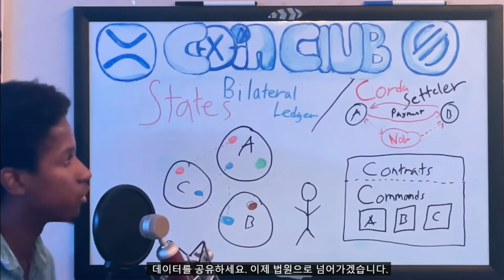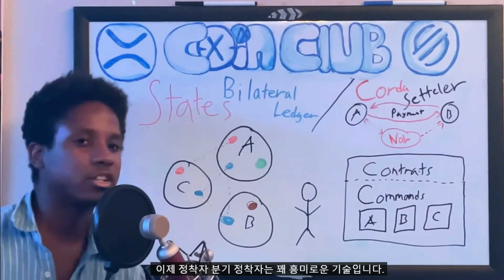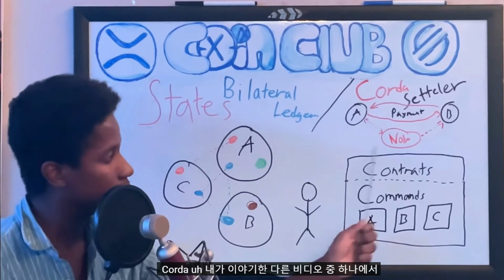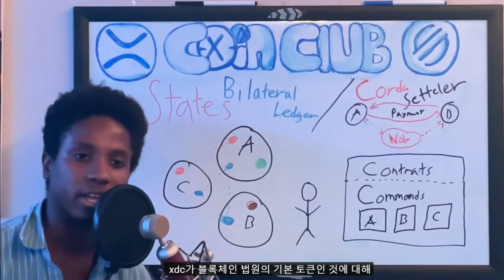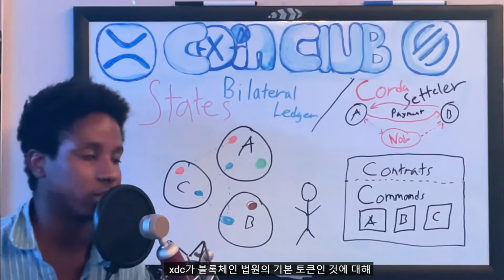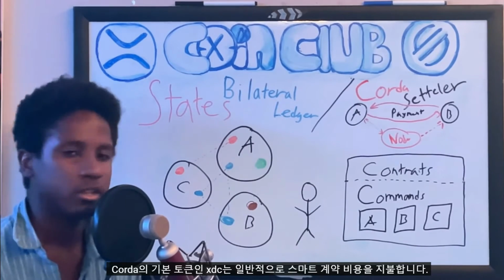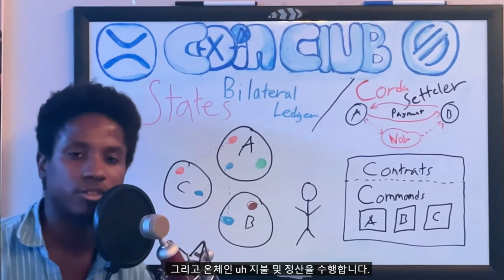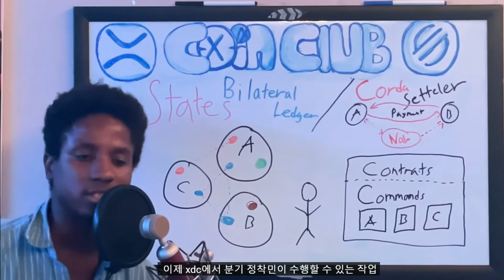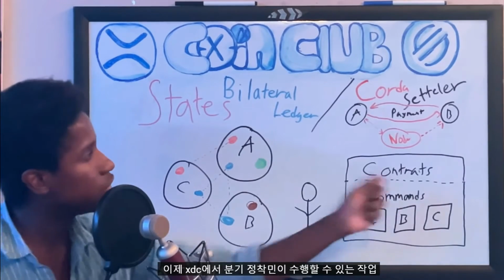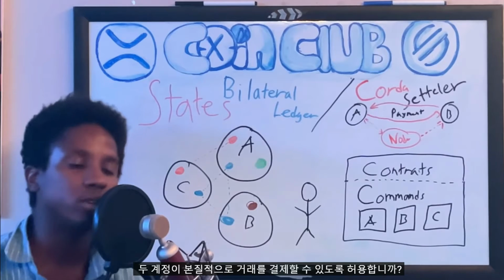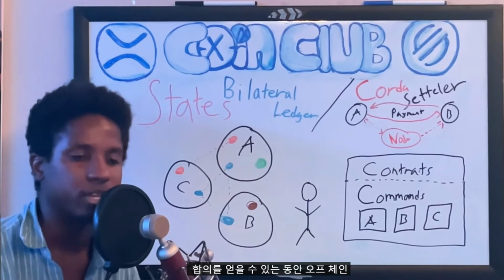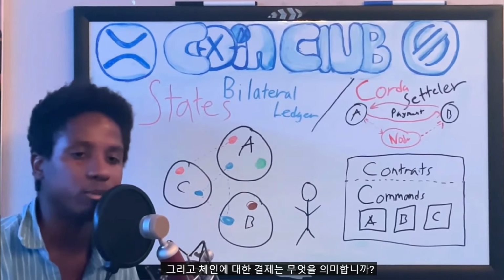Now, we're going to go over into Corda Settler. Corda Settler is quite an interesting technology. In one of my other videos, I talked about XDC being the native token on the Corda blockchain. Corda's native token being XDC would typically pay for its smart contracts and do on-chain payments and settlements in XDC. Now, what Corda Settler will allow you to do is allow two accounts to essentially settle a transaction off-chain while being able to get the consensus and the settlement on-chain.